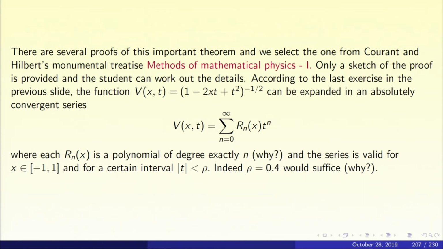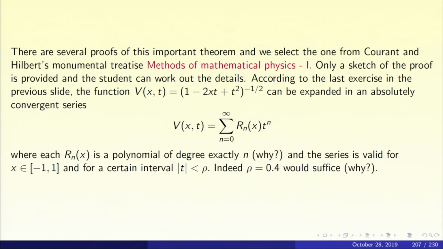What happens is that you look at this function v(x,t) equals 1 minus 2xt plus t squared to the power minus half. Now, you can think of t as a parameter, and if t is small, then t squared minus 2xt is small, less than 1 in absolute value, and I can apply the binomial series. You can expand it, collect the powers of t, and you are going to get a convergent series, sum over n from 0 to infinity of R_n(x) t to the power n.